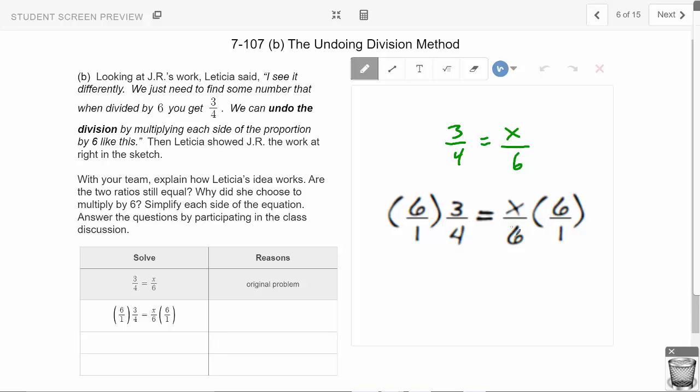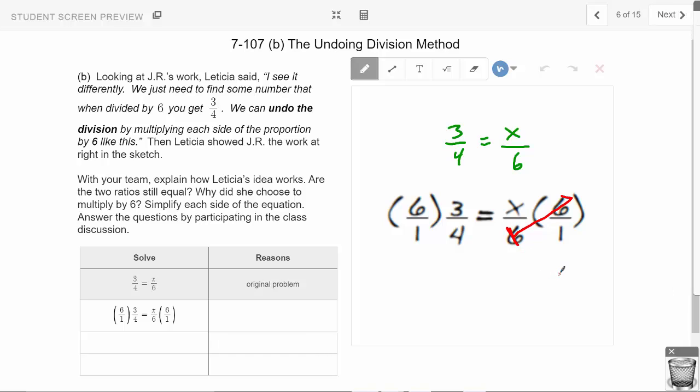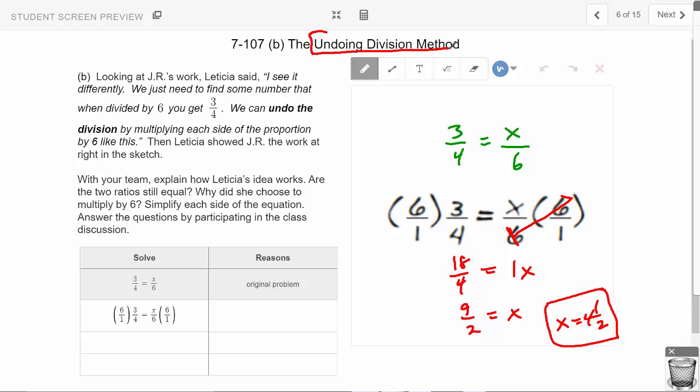The goal of this, which we've talked about in the past, is to make this 6 over 6 an equivalent form of 1, leaving us 1x on the right. So if I do that right here, I get my equivalent form of 1. So this is going to equal 1x on the right, and on the left side, 6 times 3 and 1 times 4 is 18 over 4. If I simplify that, I get 9 over 2 is equal to x. If you want to make it a mixed number, x is going to equal 4.5. Again, same problem, same answer. This is the undoing division method.